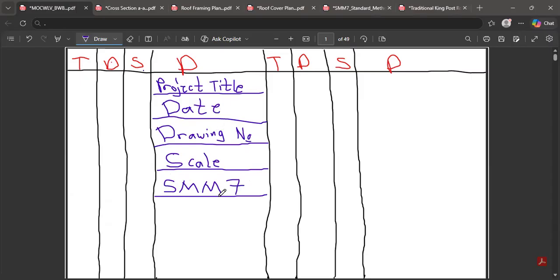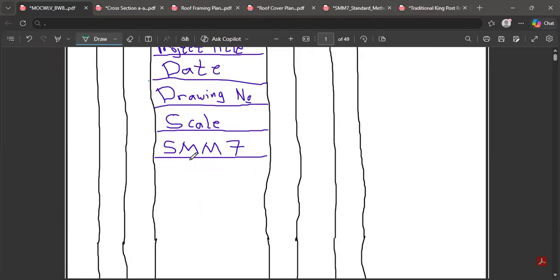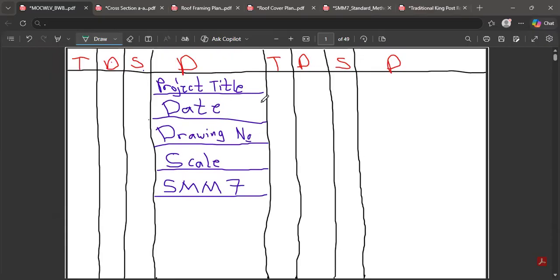Then you get your marks. So how can you fail measurement of construction works? You can never fail measurement of construction work if at least you are able to keep the rules in your head. That is, you should always remember to put down your project title, the date, your drawing number, your scale, and even the SMM7 you are using.